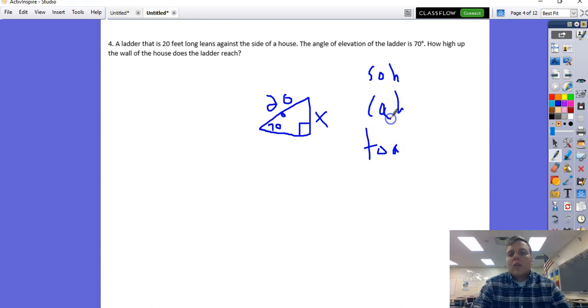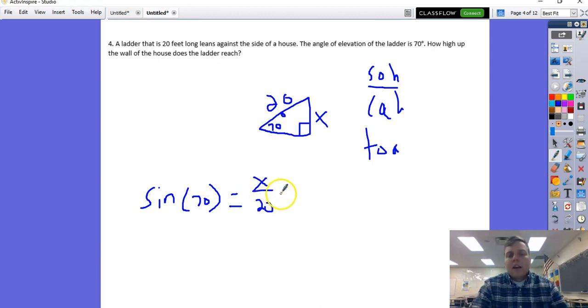So the one that deals with opposite and hypotenuse is sine. So I can say sine of 70 degrees is equal to x divided by 20. Now you've got to solve for x. Okay? X is being divided by 20, so I can multiply both sides by 20.